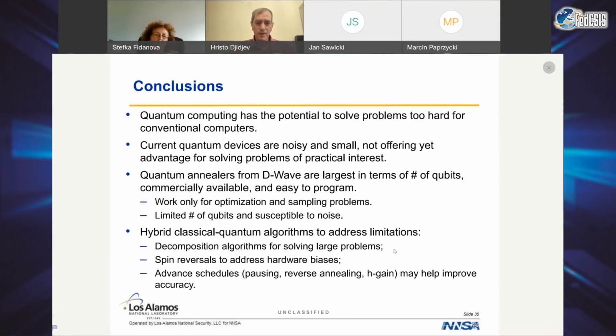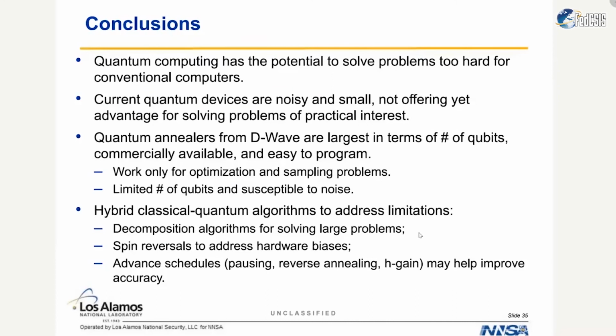quantum devices. Regarding the quantum annealers, the good thing is that we can actually program those computers. D-Wave commercially sells them for people that have money to buy them. They're quite large in number of qubits, almost 100 times larger than corresponding universal quantum computers.